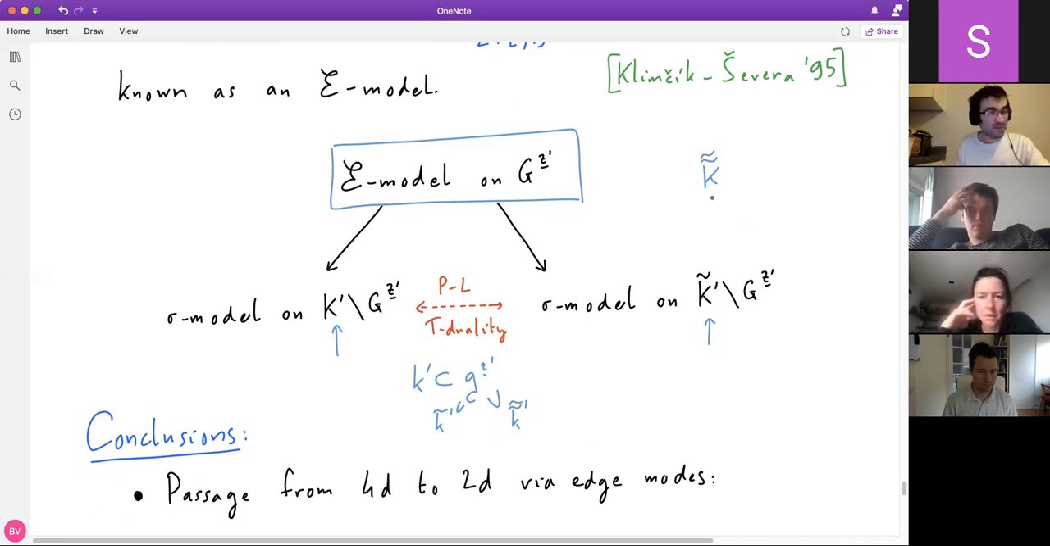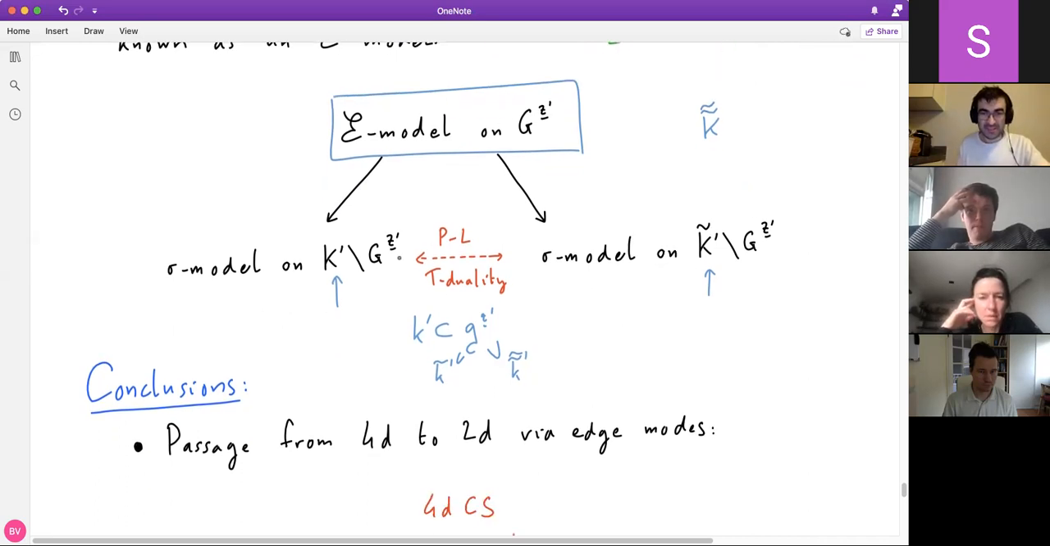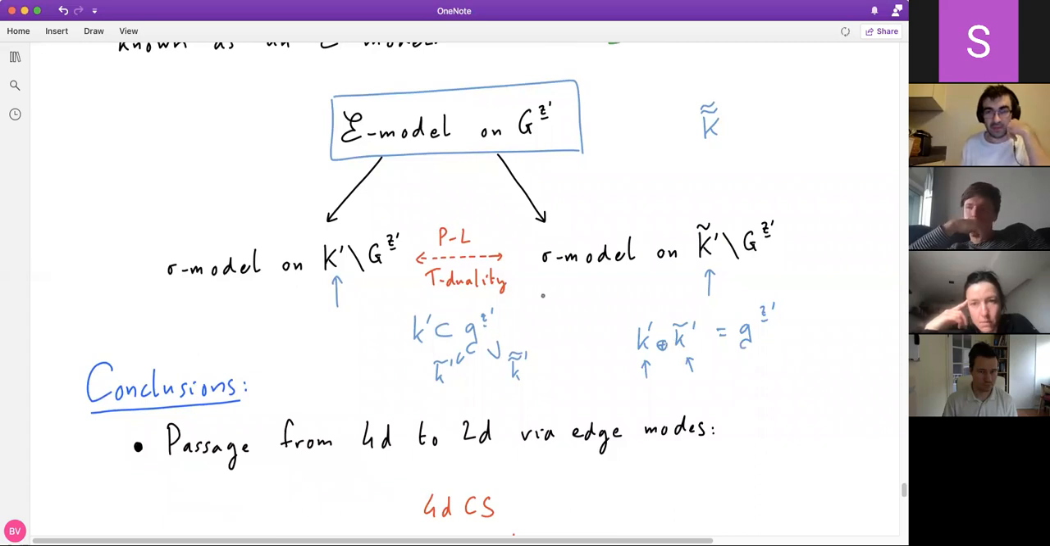So typically the way this is used is that you have complementary isotropic subalgebras. So you have K plus K prime plus K twiddle prime. Their sum is the full algebra. And then this is the standard thing that people call Poisson-Lie T-duality. So you have the model associated to this and then another model associated to the complement, the algebra. So this is a direct sum. And then these are Poisson-Lie T-dual.